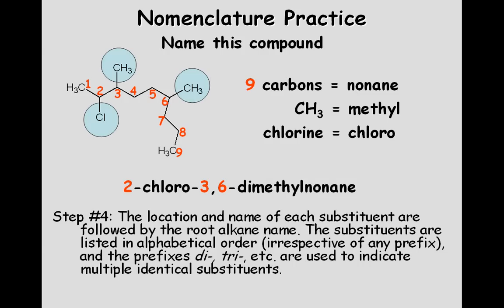So again, as far as naming alkanes, you want to find the longest possible chain, then you want to name all of the groups that are attached to that chain. The longest possible chain determines the base root name for the compound.